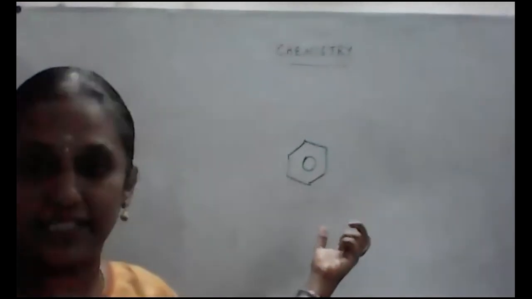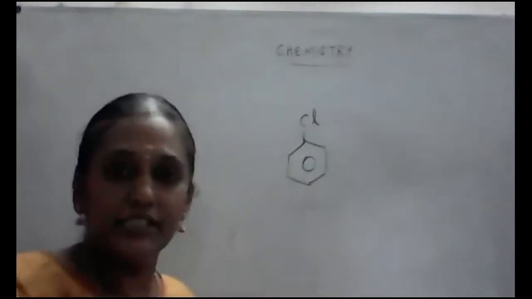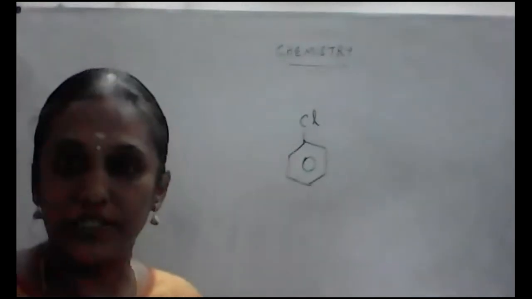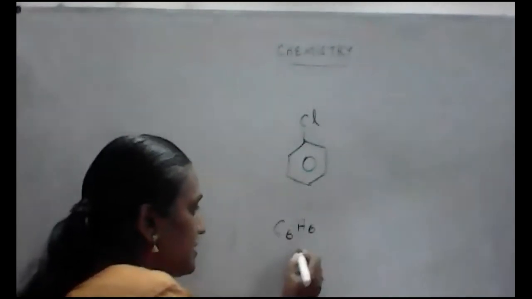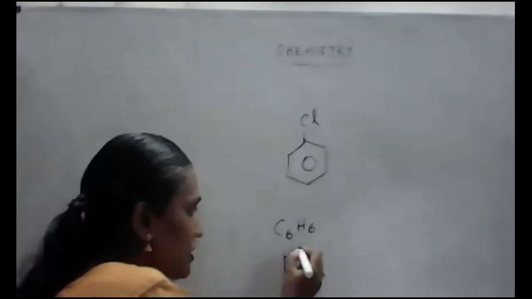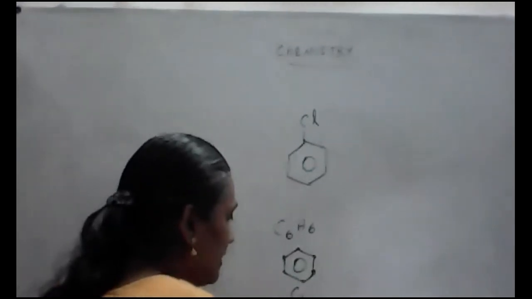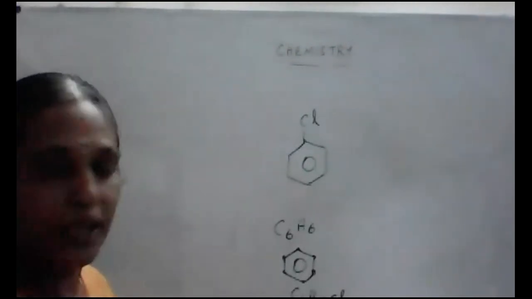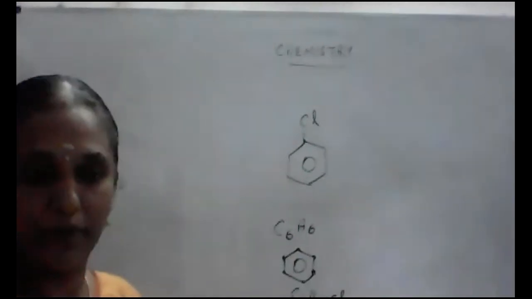Its formula is going to be C6H6. So when I replace one of the hydrogens by Cl, this becomes chlorobenzene, whose formula is going to be C6H5Cl. Let me go once again. This is benzene, right? C6H6. Each carbon has one hydrogen. When one of the hydrogens is replaced, I'll get C6H5Cl. So what we must understand is, when I place a Cl over here, one hydrogen is replaced. That's it.